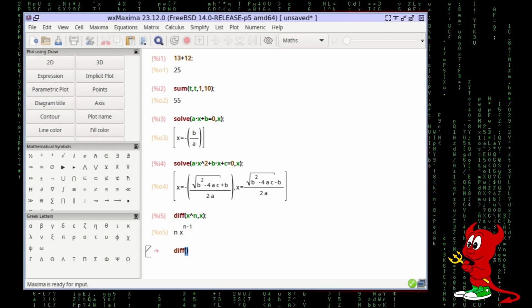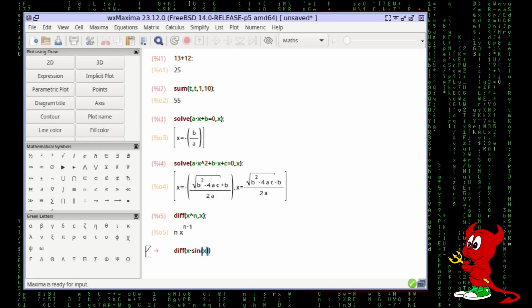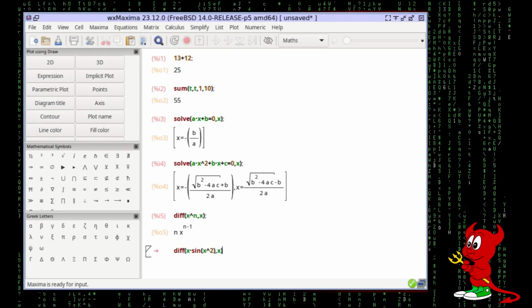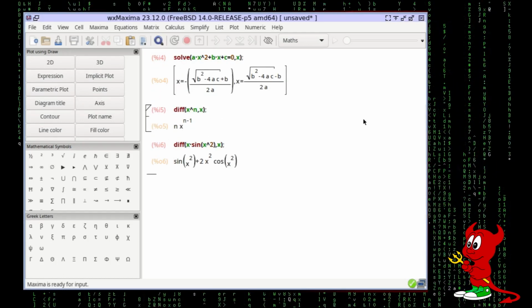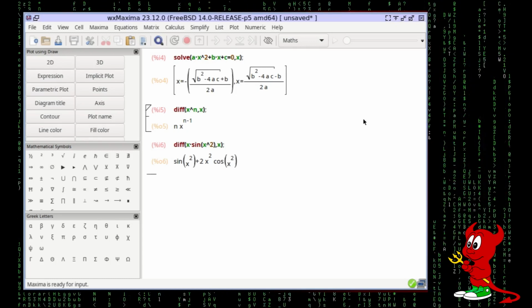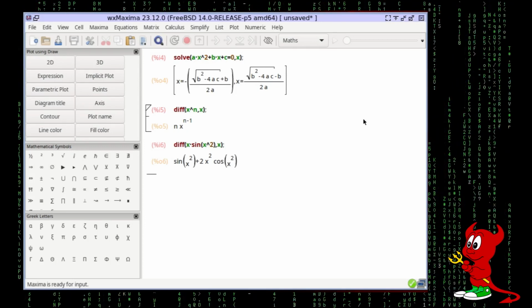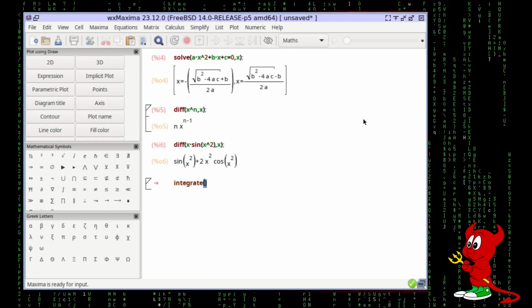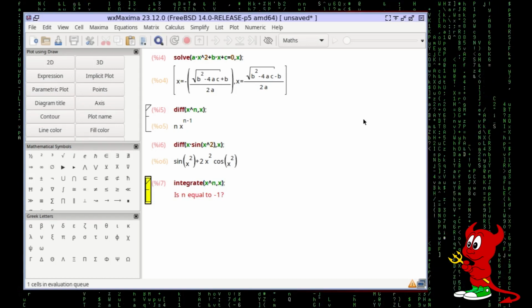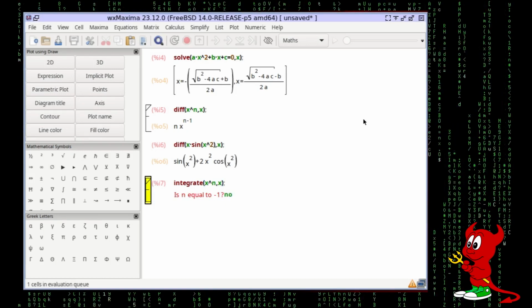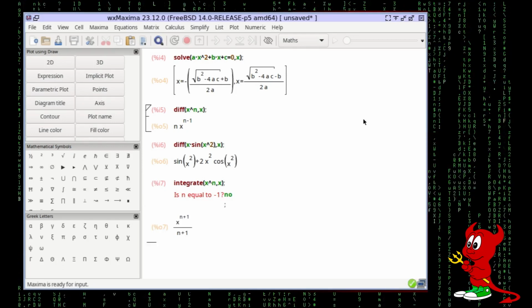Derivative of x times the sine of x squared in x. The result is sine x squared plus 2x squared cos x squared. Isn't this great, the software? Let's also try to integrate. Integrate x to the power n in x. Is it equal to minus 1? No. Shift enter. Then it's x to the power n plus 1 divided by n plus 1.